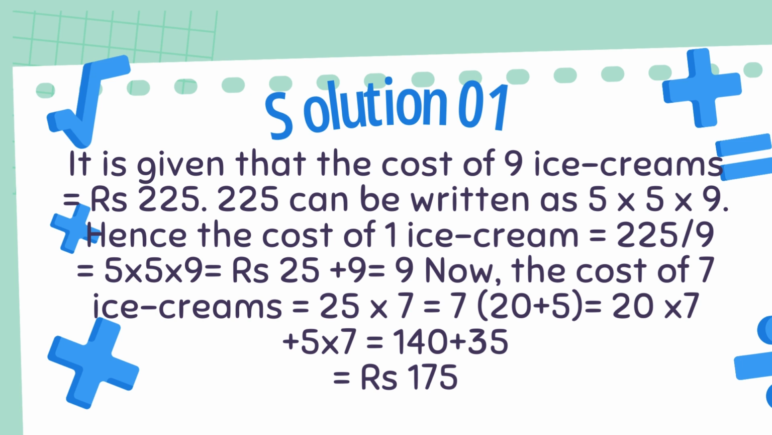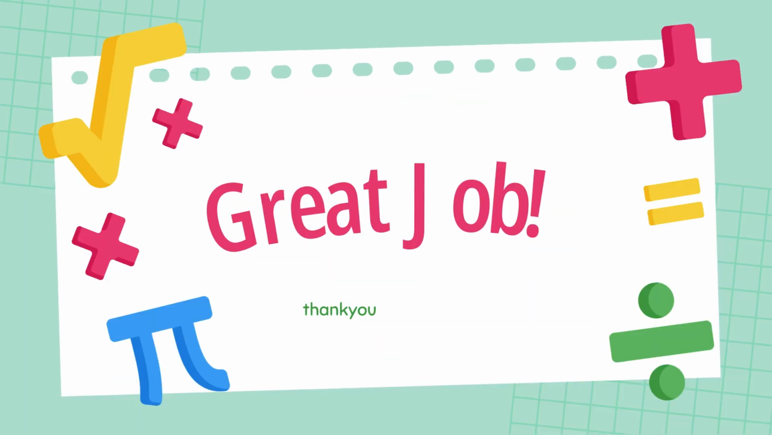So the cost of 1 ice cream is rupees 25. Now, the cost of 7 ice creams we have to calculate. For that purpose, we have to multiply it. So, rupees 175 is the cost of 7 ice creams. I hope it's clear. Thank you.